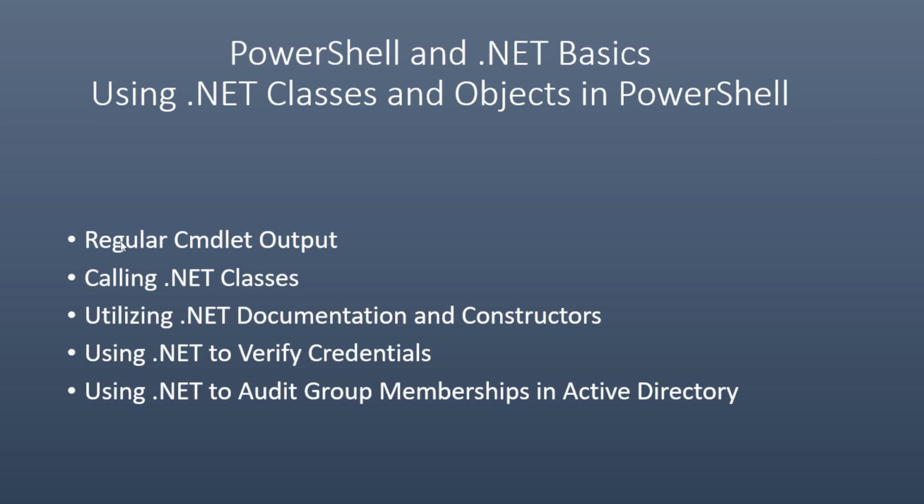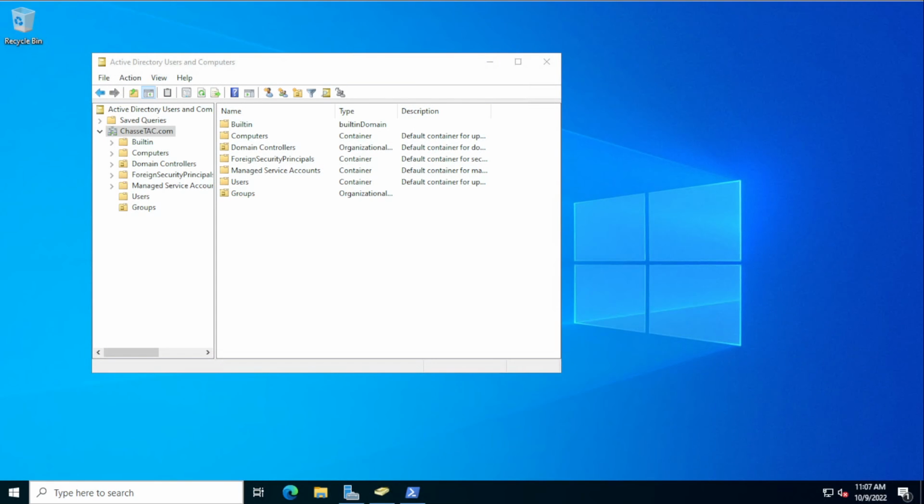So we're going to look at regular commandlet output. We're going to look at calling .NET classes, utilizing .NET documentation and constructors, using .NET to verify credentials, and using .NET to audit group memberships in Active Directory. The last two here, verify credentials and group memberships, are just a couple of examples that we might want to utilize .NET for. If you're wondering why I might want to do this, these are a couple of practical examples, but it's definitely not limited to just those things. Okay, so let's switch over to our lab environment and start off.